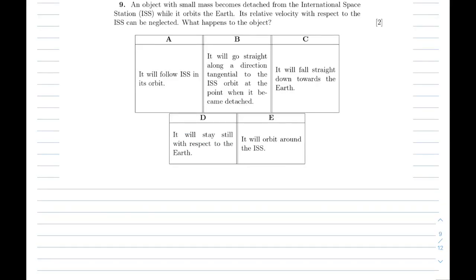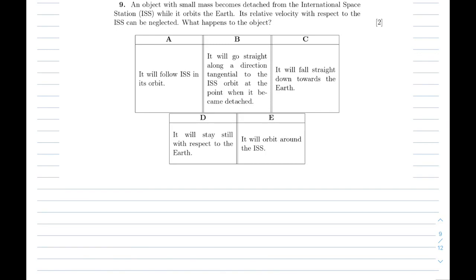This question again gives us a number of different scenarios we have to evaluate to see which will be true. We have an object that is attached to the ISS, the International Space Station, and it becomes disconnected while the ISS is in orbit, and we have to think what will happen to it. They say A, it'll follow the ISS in its orbit. B, it'll go straight along a direction tangential to the ISS's motion. C, it'll fall straight down towards Earth. D, it will stay still with respect to Earth. Or E, it will orbit the ISS.